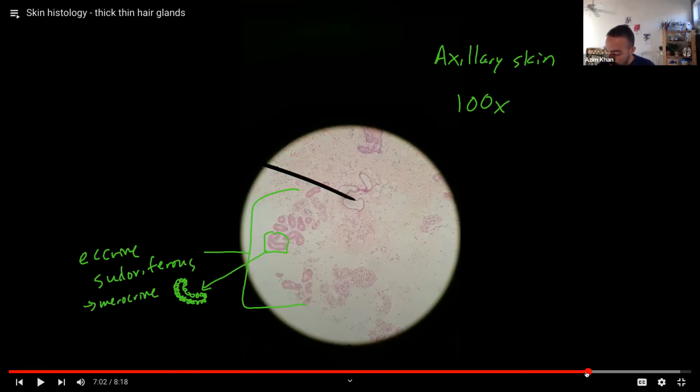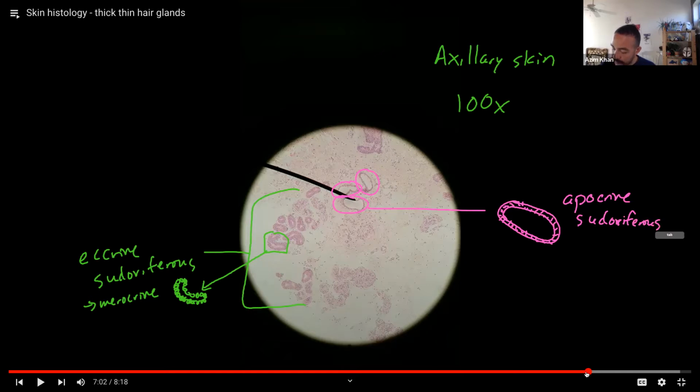But over here, this one and this one and this one, the lumen is much larger. Larger lumen means this is an apocrine pseudoriferous gland, which is a type of apocrine secretion, thicker sweat when we're shedding from the surface, from the apical side. So those are just some examples of the different gland types.